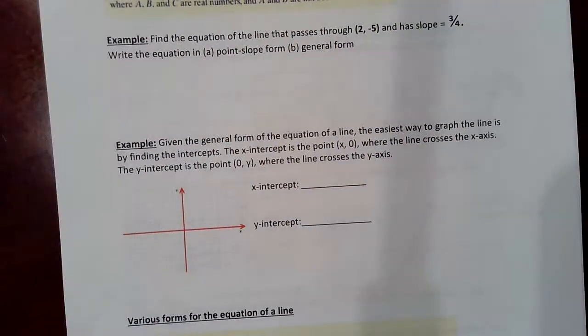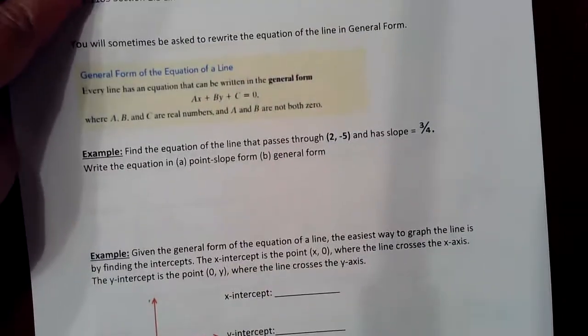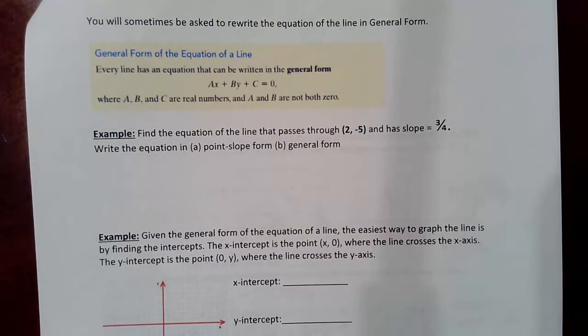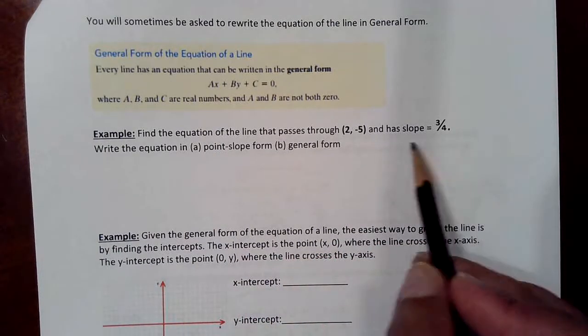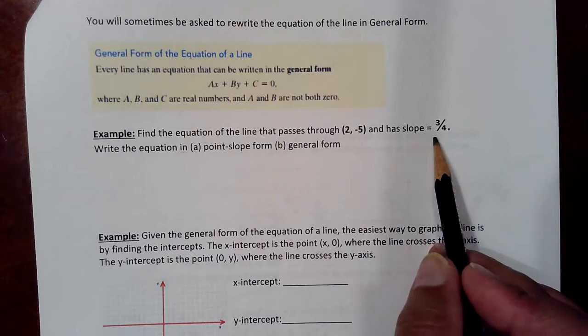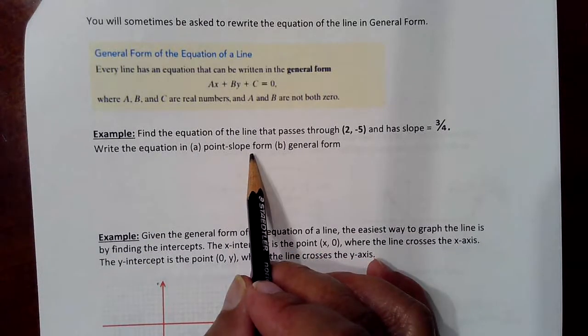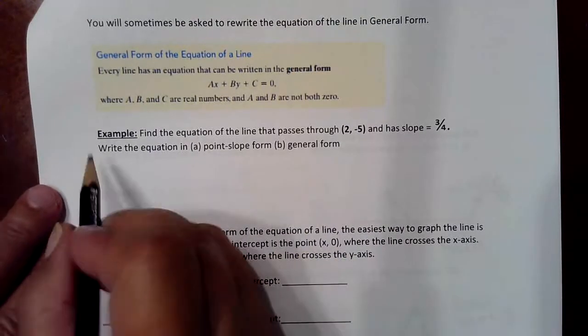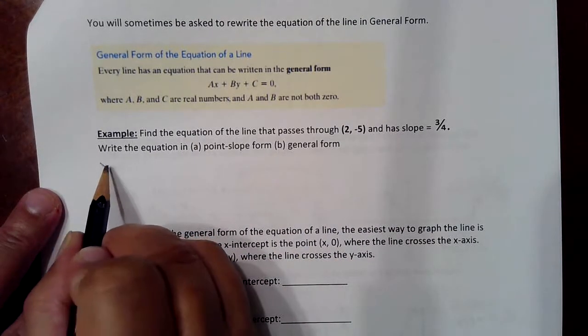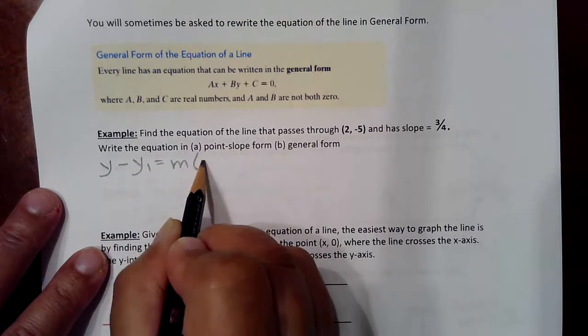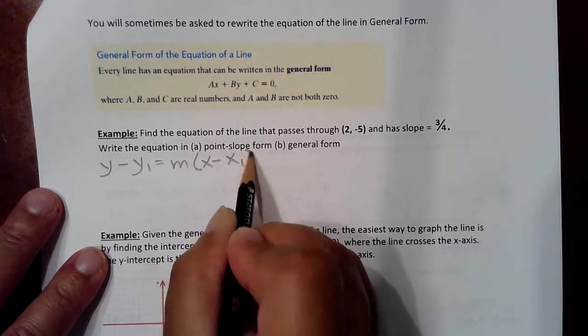All right, let's see if there's anything else here. General form for the equation of a line. That is when you have all terms on one side and it's zeroed out on the other side. So for instance, if they say find the equation of the line that passes through 2, negative 5 and has a slope of 3/4, and they ask you to write the equation in point slope form as well as general form, this would be point slope form. y minus y1 is equal to slope times x minus x1.